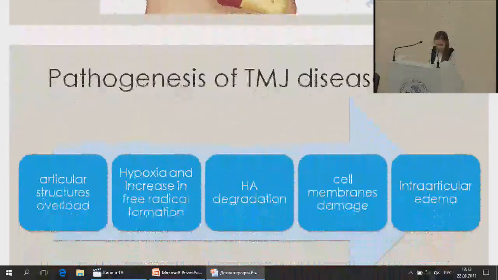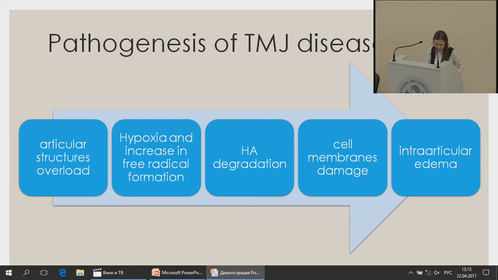So, speaking about the pathogenesis of TMJ diseases, it starts with the overload of articular structures, which causes hypoxia and an increase in free radical formation, and that leads to hyaluronic acid degradation, cell membrane damage and intra-articular edema.